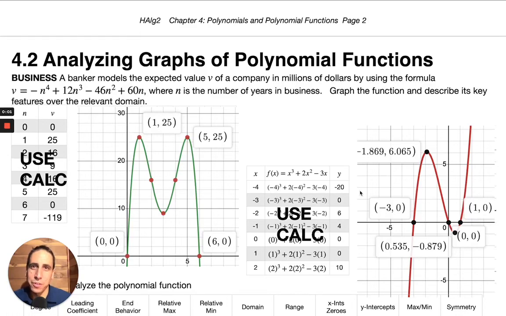Welcome to section 4.2, you mathletes. This is analyzing graphs of polynomial functions. Let's get right to business.